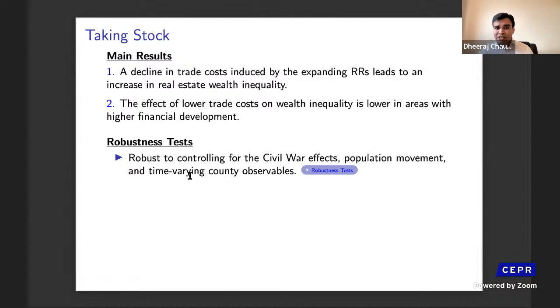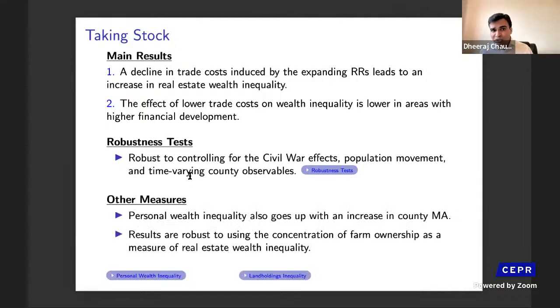Of course, there are many concerns with this data because the Civil War is in my sample period. There's a huge movement of population. People are moving from east to west, and a lot of immigrants are coming from Germany, from Ireland, from outside the US, and things are changing drastically. I show that results are robust to all these considerations. And finally, I also show that when I consider other measures of financial development, results hold.